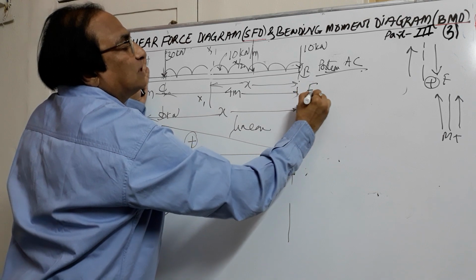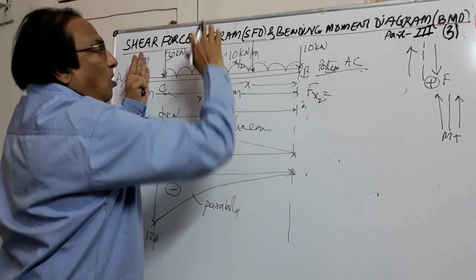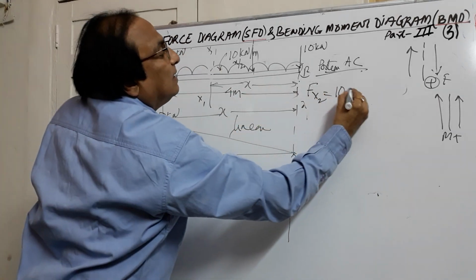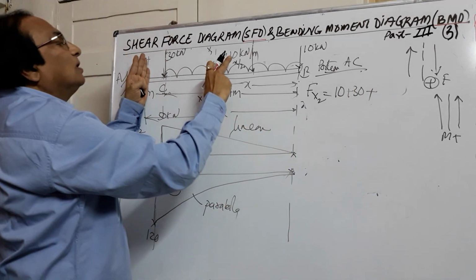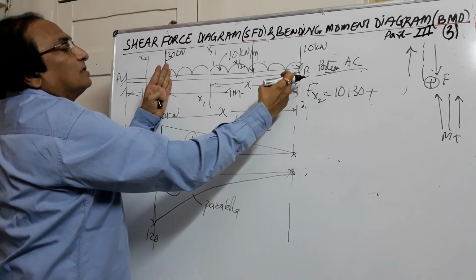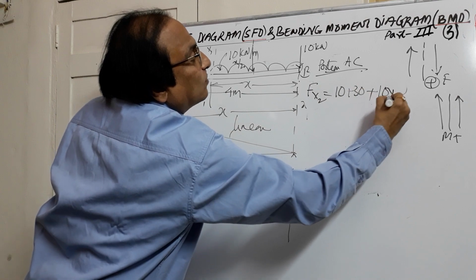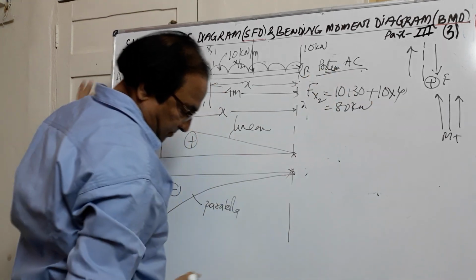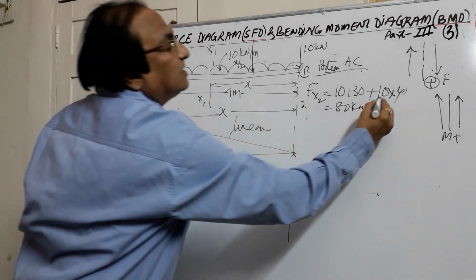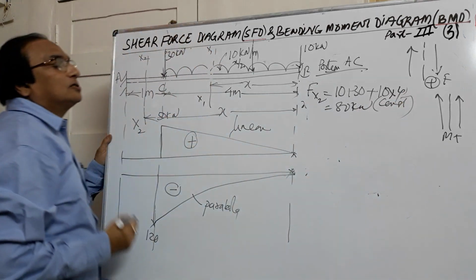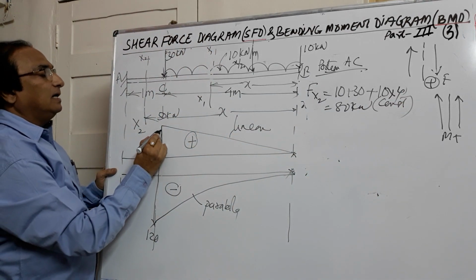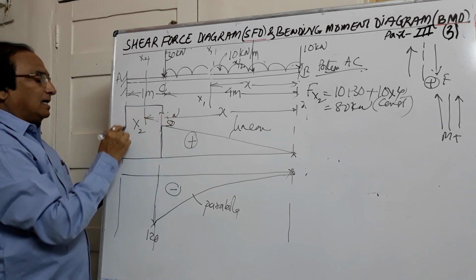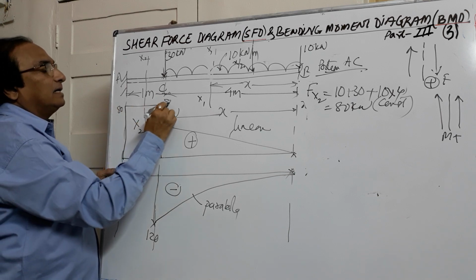So if I take shear force at x2, all down forces on the right are positive, so it will be 10 plus 30 plus, how much is the total UDL acting? It is acting for a distance of 4 meters, so plus 10 into 4, so this will be equal to 80 kilonewton, and this is constant because there is no x involved. So if I draw an ordinate here, it will go up, it will remain straight, and again it will be 80 kilonewton.